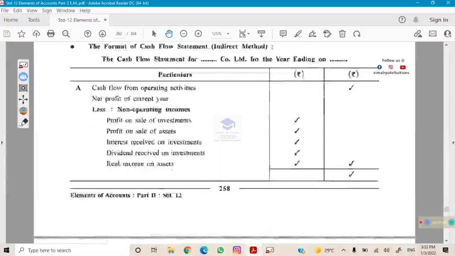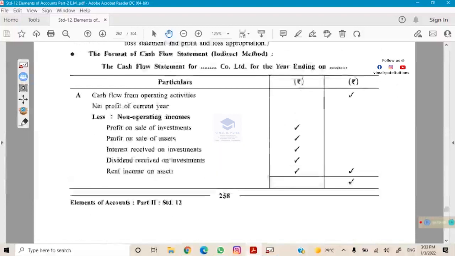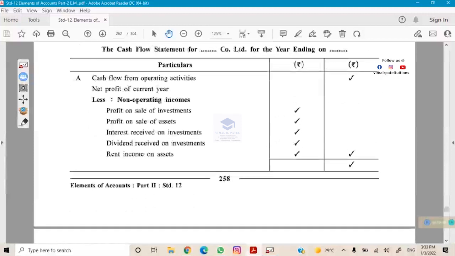Now, this is the cash flow statement. In your syllabus, there is only the indirect method. Basically, there are two methods, direct and indirect. But in your syllabus, there is only the indirect method.